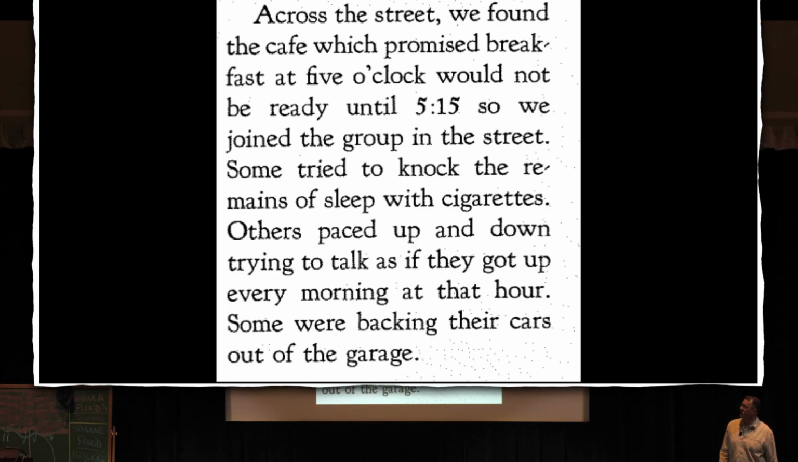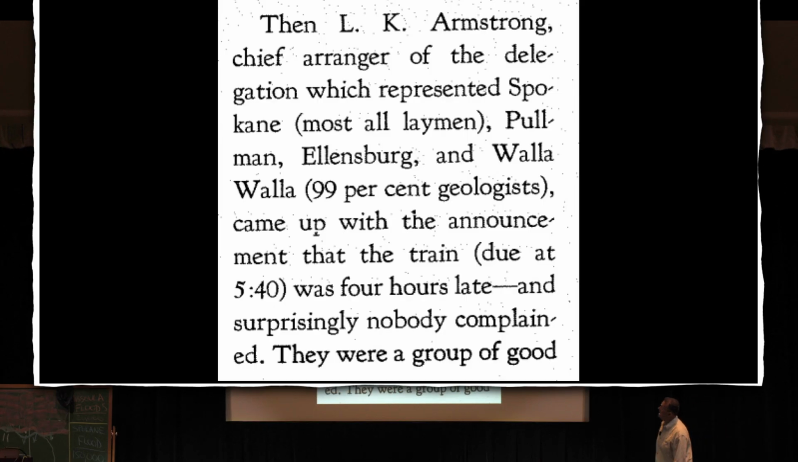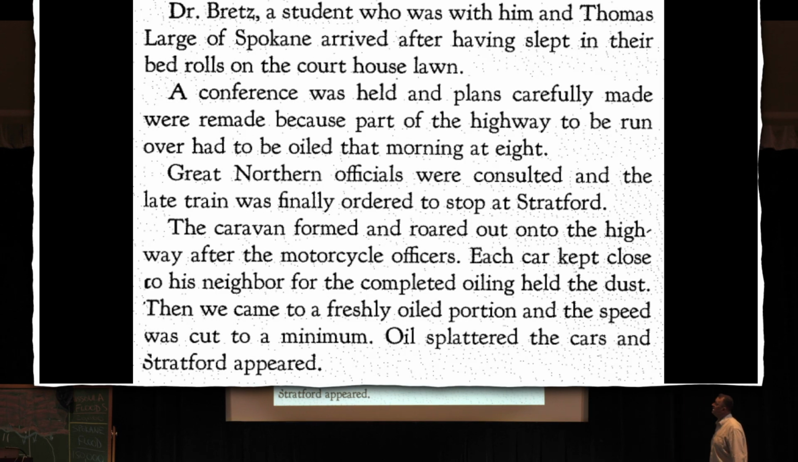Some were backing their cars out of the garage. Then Armstrong, chief arranger of the delegation which represented Spokane, Pullman, Ellensburg, and Walla Walla, came up with the announcement that the train with the Princeton students in it was 4 hours late, and surprisingly, nobody complained. They were all good sports about it. Dr. Bretz, a student who was with him, and Thomas Large, high school teacher from Spokane, arrived after having slept in their bedrolls on the courthouse lawn in Ephrata. A conference was held, plans carefully made and remade because part of the highway was to be run had to be oiled that morning at 8 o'clock.